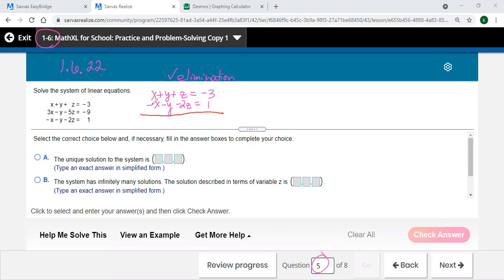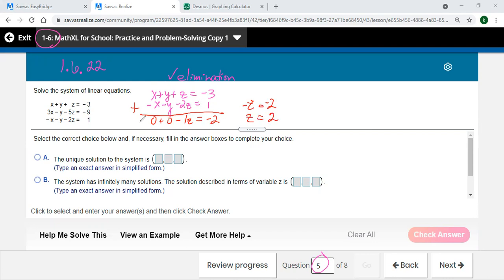And then notice again, our x's are added and then our y's are added. So we're going to add the two equations together, elimination method. x and negative x cancel, y and negative y cancel, z and negative 2z is negative 1z, or just negative z. You don't need the 1 if you would rather not have it there. And negative 3 and 1 is negative 2. So if negative z is negative 2, positive z is 2.